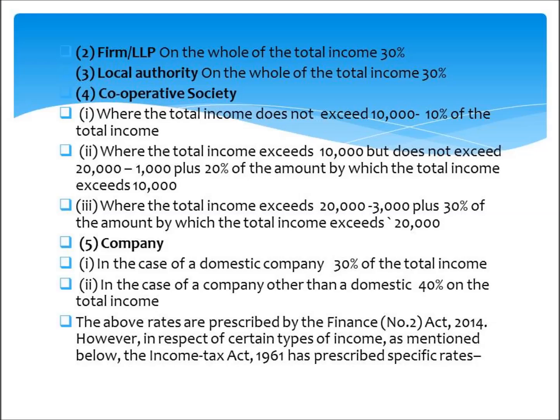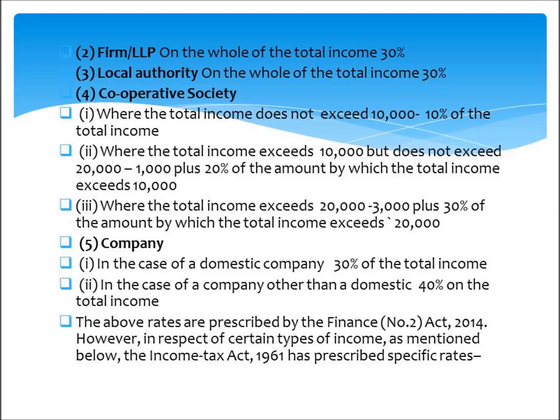In their slab, where the total income does not exceed 10,000, it is 10% of the total income. Where the total income exceeds 10,000 but does not exceed 20,000, it is 1,000 plus 20% of the amount by which the total income exceeds 10,000. And where the total income exceeds 20,000, it is 3,000 plus 30% of the amount by which the total income exceeds 20,000. The same way as individuals are given a slab according to which they are taxed, cooperative societies are also taxed in a similar way, like progressive taxation: 10%, 20% and 30%. As the income exceeds, the rate of taxation increases.